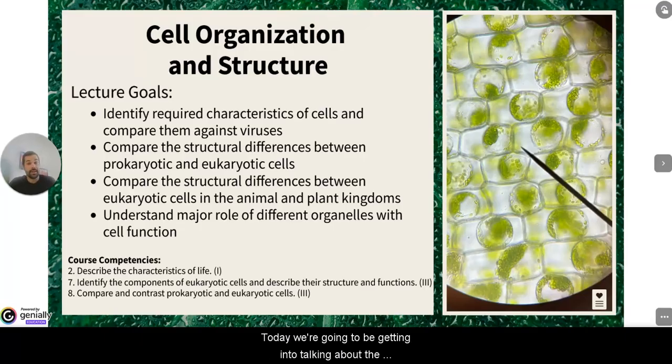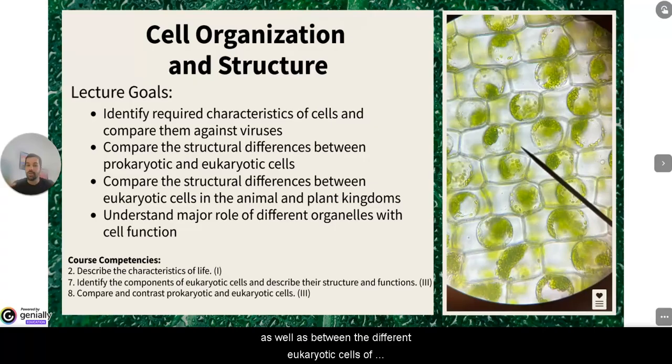Today we're going to be talking about the organization of a cell, the structure of a cell, and how we came to know these things about cells. We're going to start by talking a little bit of history, but then we'll get into identifying the different characteristics of cells and compare them versus viruses and how viruses don't have all of those characteristics, which is why we don't consider them life.